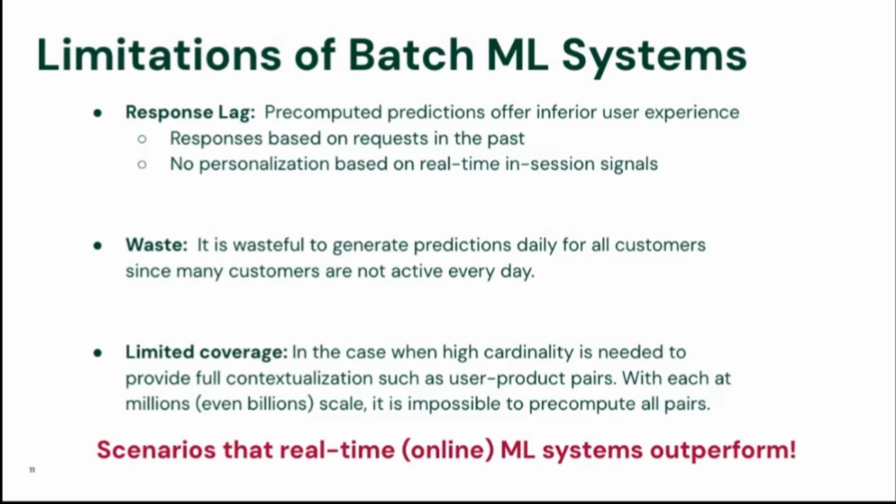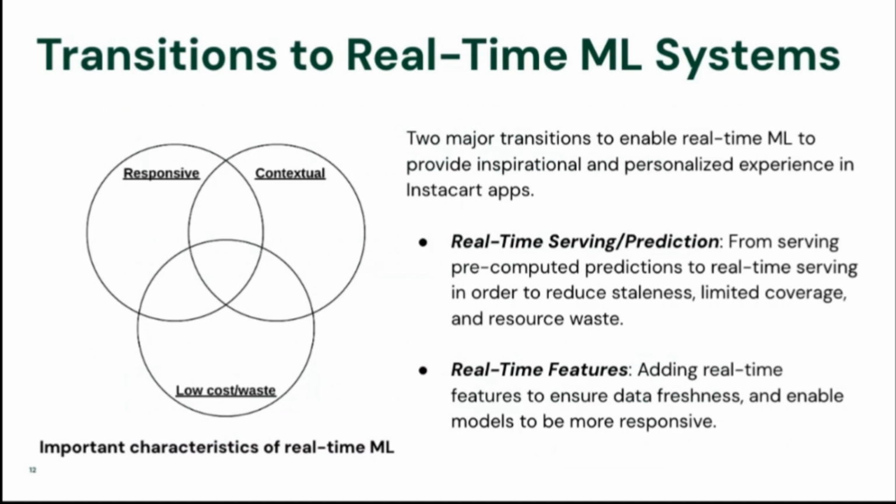So we end up having to truncate, at least in the tail, and this leads to limited coverage in recommendations, and the result becomes less personalized, and the shopping journey becomes less inspirational in general. So in all these three scenarios, you can see the limits of the batch ML system, and we will discuss in the rest of the talk that real-time ML systems can resolve these issues and perform better. Hopefully you can summarize that we need three characteristics for real-time systems: it needs to be more responsive, more contextual, and it can reduce the waste and reduce the cost.